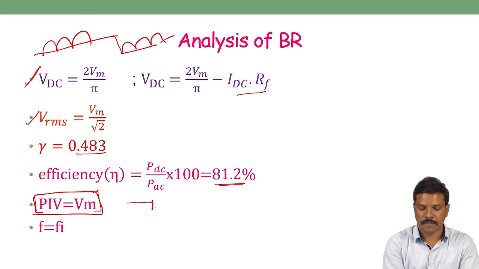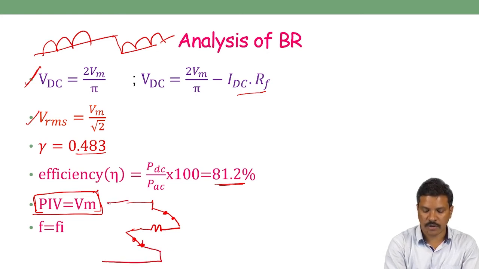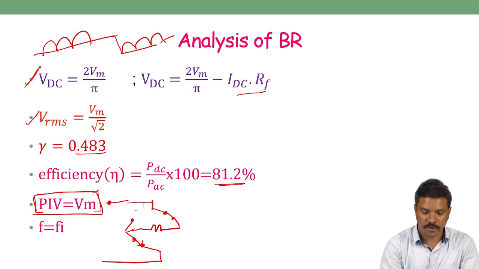When we see this diagram, during the positive half cycle, D1 is conducting, connected with the load, and D2 is conducting, connected to the secondary coil point. In this case, D3 is open circuit and D4 is open circuit.